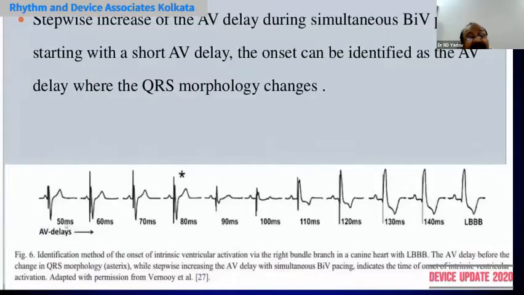So as you see, if the AV delay by ECG is changed to 50 milliseconds, the QRS is not that great. And if you see 140 milliseconds or more, pure LBBB without pacing, it's quite wide. But between 90 to 100 milliseconds, where the fusion is better, the QRS is narrower, the AV interval which is selected is the best.